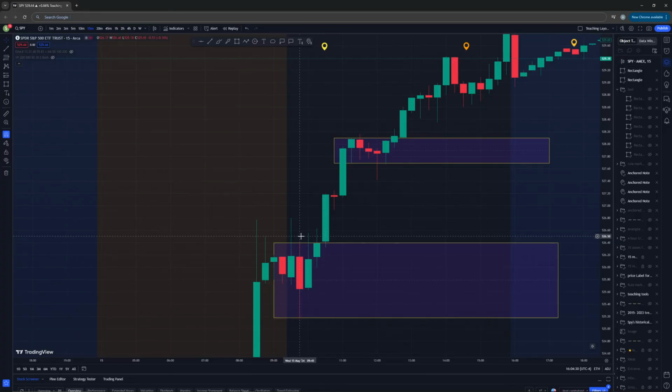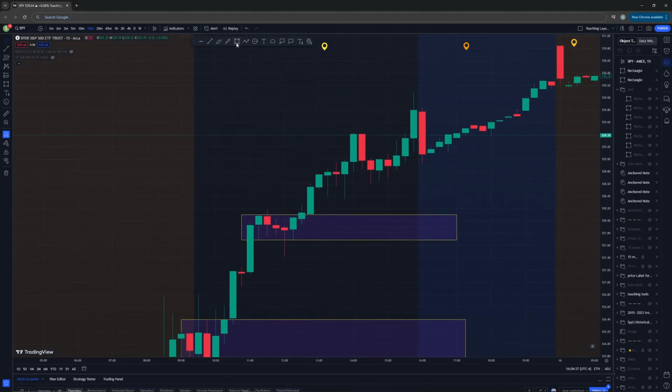Just the first candle, that's it. Top to bottom of the wick to the exact cent. Alright. So now let's create another one. Follow the price action like a snake.